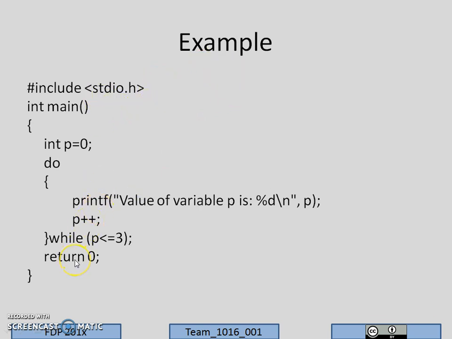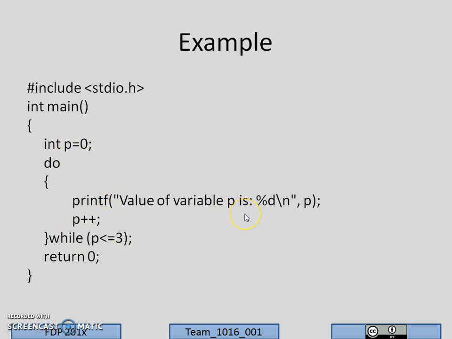Now we will see the example of do while loop. Again, one more C program is given here. Here int p is initialized with 0, and the do block contains printf value of variable p is %d. Since p is an integer, %d is related to the value of p. So it will display the value 0 at the start and then increment it by 1. It becomes 1. So while p is less than or equal to 3, it will check whether p is less than or equal to 3. Yes, 1 is less than or equal to 3. So it will again execute this statement.